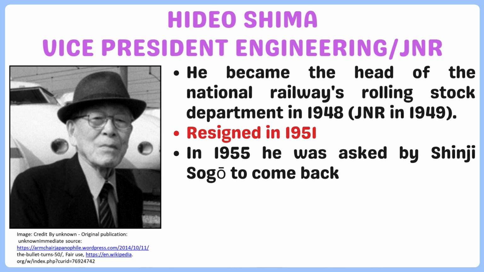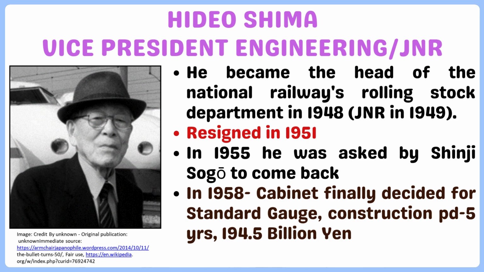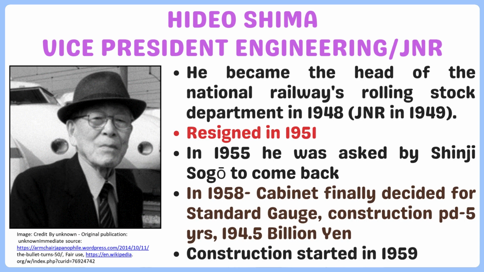In 1958, the Cabinet finally decided on standard gauge, a construction period of 5 years, and an estimated cost of 194.5 billion yen. Both Sogo and Shima went to the USA to request the loan. The construction started in 1959.